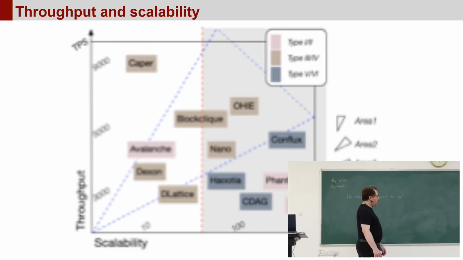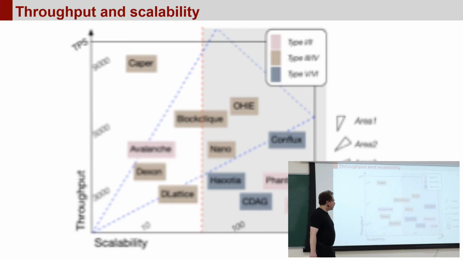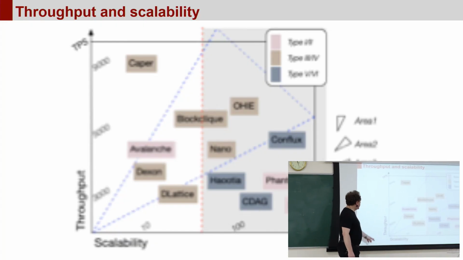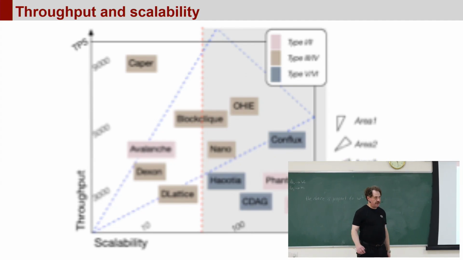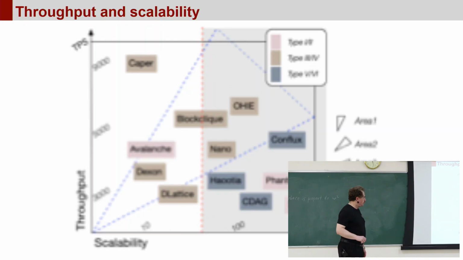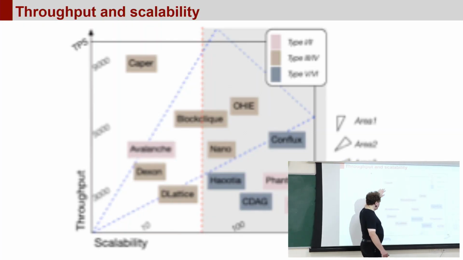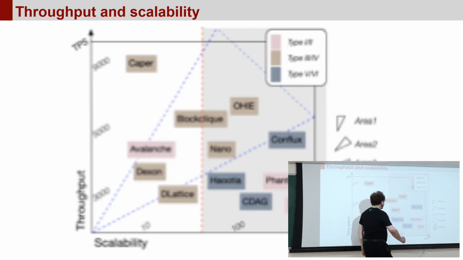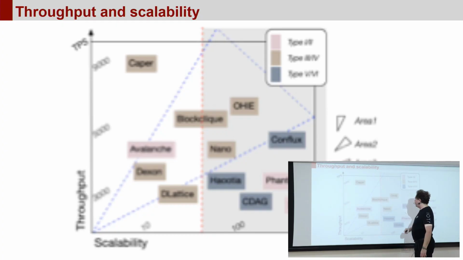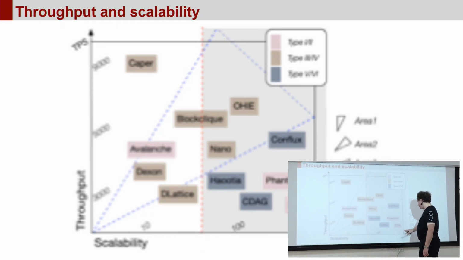So another question is throughput and scalability. Scalability means the number of nodes the system is able to support, while throughput means the transaction rate, the number of transactions per second that the system is able to process. And here, each block represents a different DAG-based system. As you can see, the ideal situation, of course, would be here, but most of the systems are not like that.